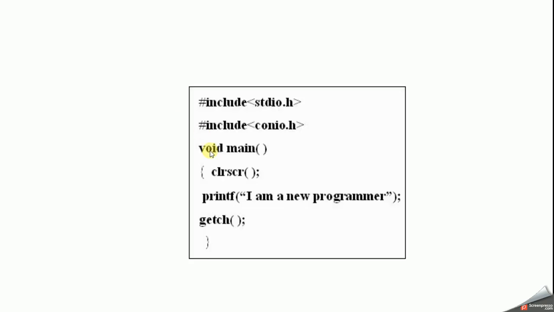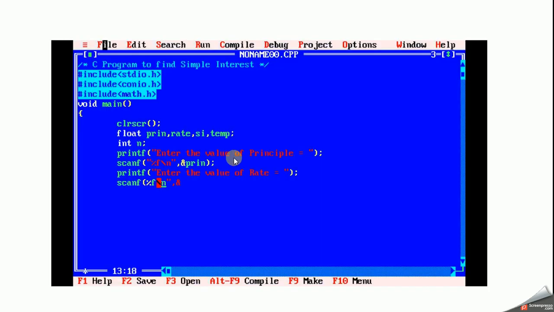See, another program is there. Again, what it is doing, it is printing I am a new programmer. So this will be printed on the screen. Similar kind of program. Another program is there, which will be doing some calculations. What are the calculations it will be doing? It's a program to find out a simple interest.